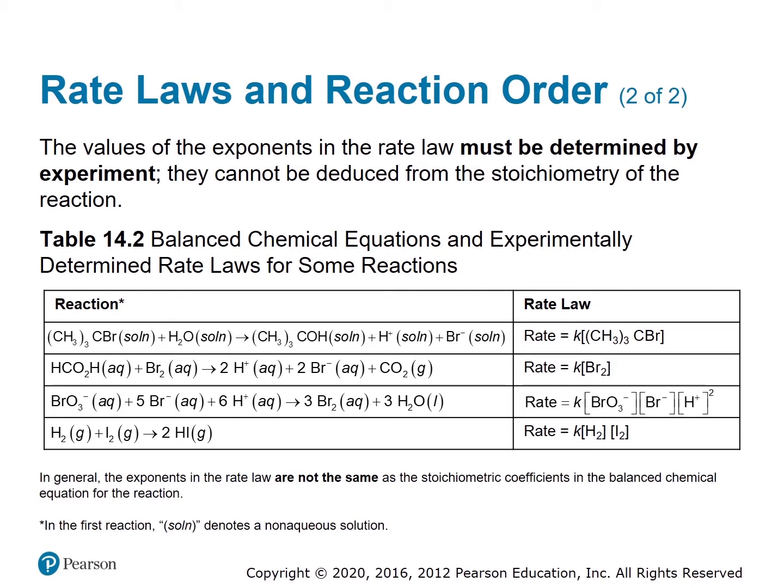Some example rate laws for various reactions are shown here. Note that the rate sometimes only depends on the concentration of some of the reactants and not on others. And, if you look at the third reaction in the table, you can see that the reaction rate can be somewhat complex, depending on the concentration of 3 different reactants, some with different exponents.